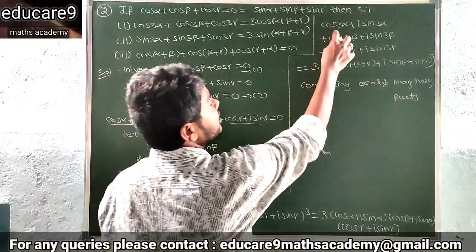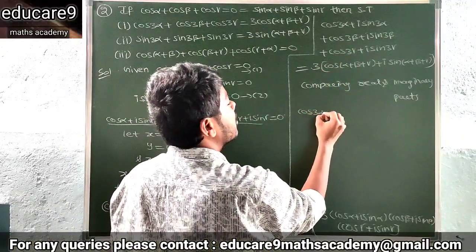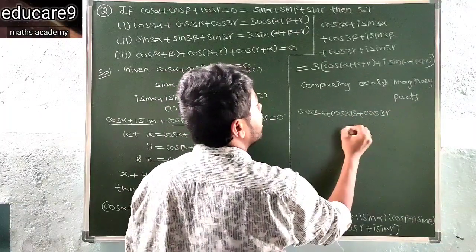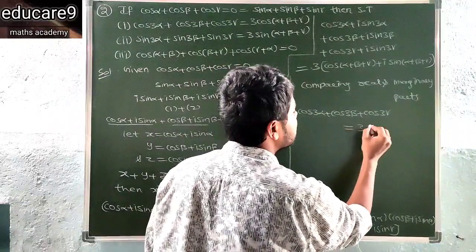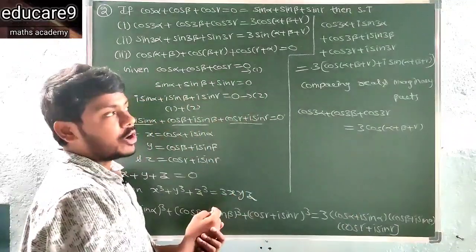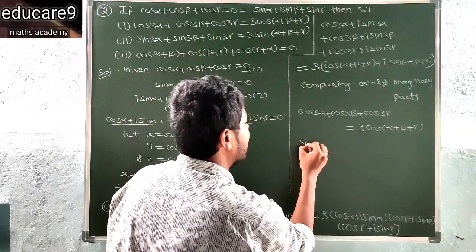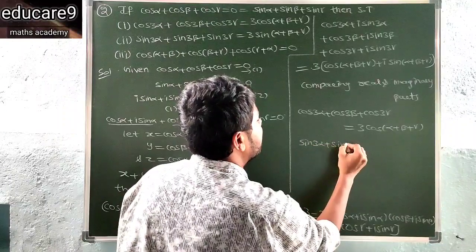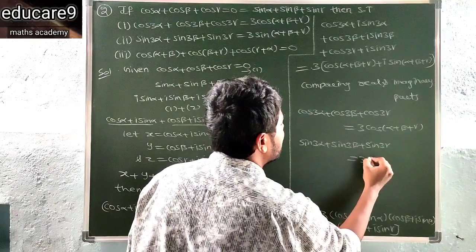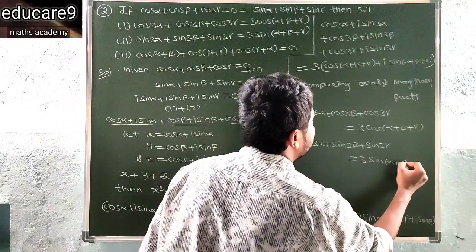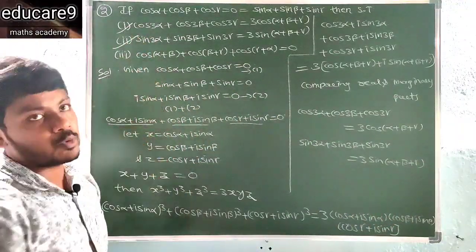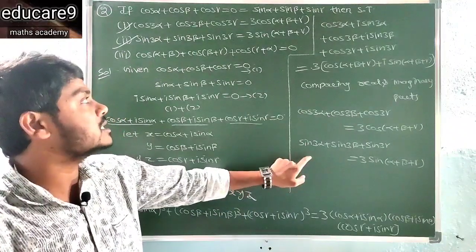So here, that is cos 3 alpha plus cos 3 beta plus cos 3 gamma. So what is this value? 3 times of cos of alpha plus beta plus gamma. And imaginary part, so what is that? sin 3 alpha plus sin 3 beta plus sin 3 gamma. So this is what? 3 times of sin of alpha plus beta plus gamma. So clearly first two conditions are proved. So this is the first condition and this is the second condition.